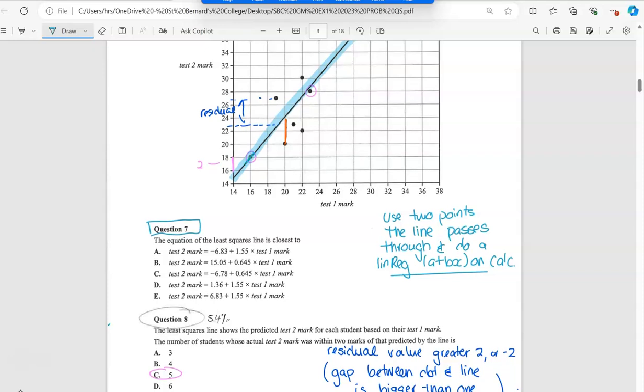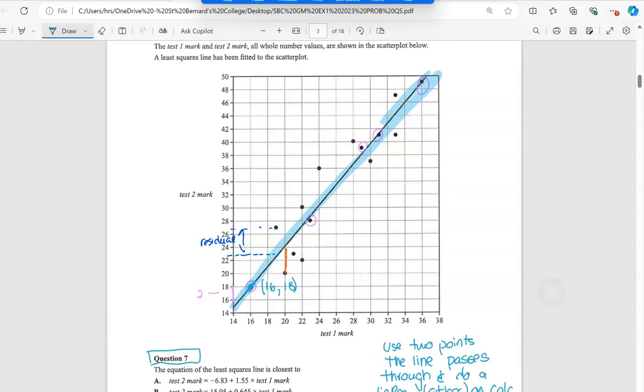Because the line's actually going through that dot, I'm going to use that one, which it says is 16 and 18. Would you agree? Yeah? And then I'll use another one that it goes through. I like that one up here, because I can see it. So I'm going to use 34 and 46.